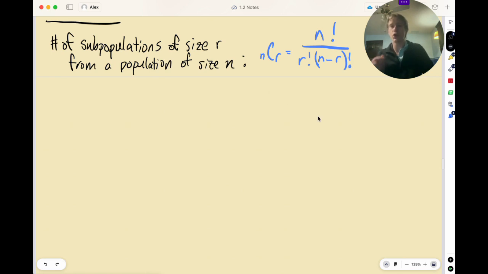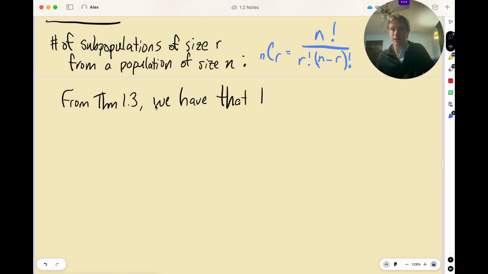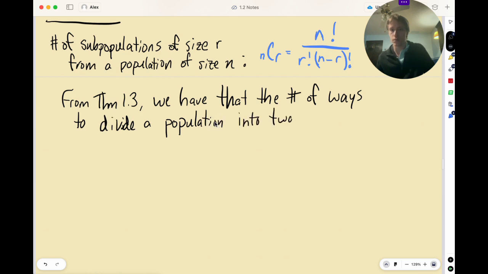Well, today I'm going to start off by giving you an alternative way to view this factor right here. And that view is the following. So from Theorem 1.3, we have that, and this is going to be slightly different, the number of ways to divide a population of size n into two groups of size, we'll say R, and size n minus R, is the same thing.